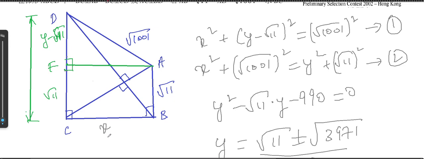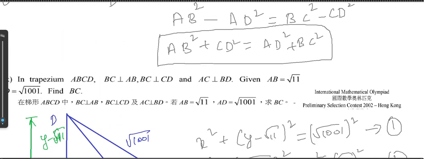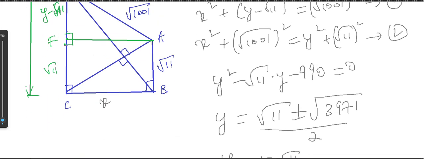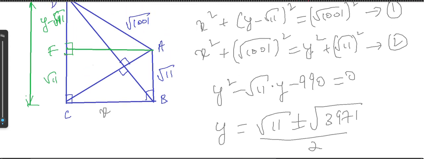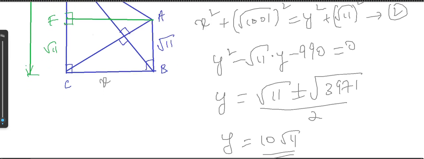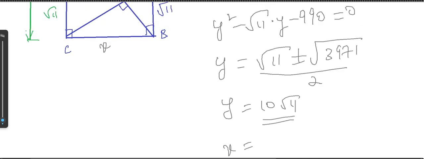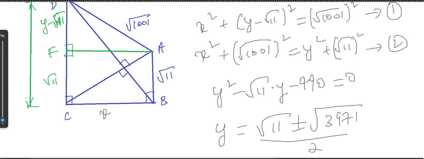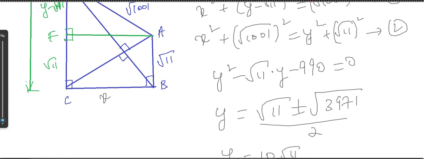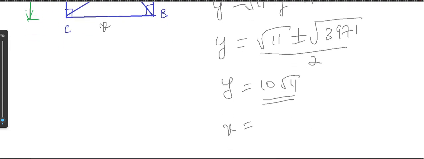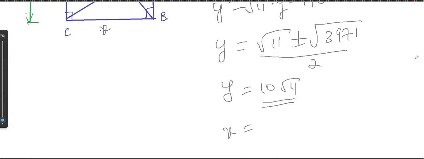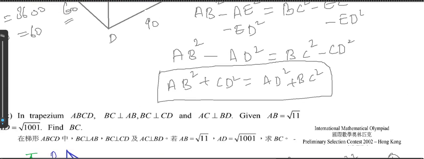After finding the value of Y, which is equal to 10 root 11, can we find the value of X? That is what the problem is demanding. That is nothing but the length of BC. So we can plug in the same value in equation 2. We request the users to substitute the value of Y as 10 root 11 in equation 2. So finally you are going to get X equal to square root of 110. That is the answer for the particular problem.